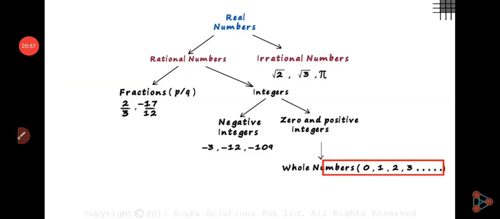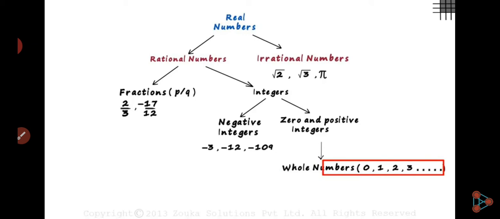So see, students, what is the factor tree of real numbers? Real numbers are classified into rational numbers and irrational numbers. What is a rational number? A rational number is either a fraction or an integer in the form p upon q, because a fraction we always write in the form of p upon q. And an integer we can also write in the form of p upon q, because if there is no denominator, then we can write it with 1.